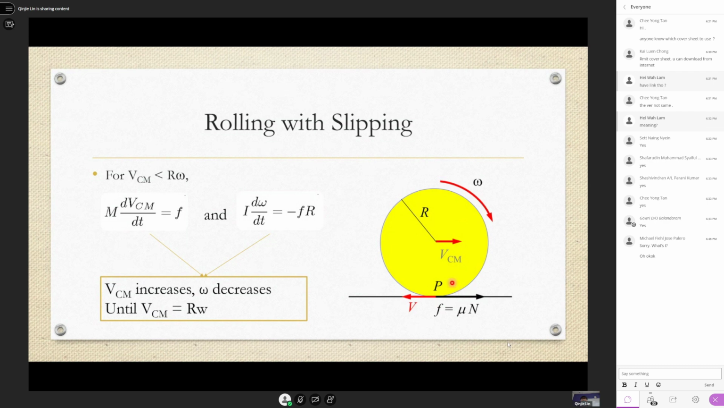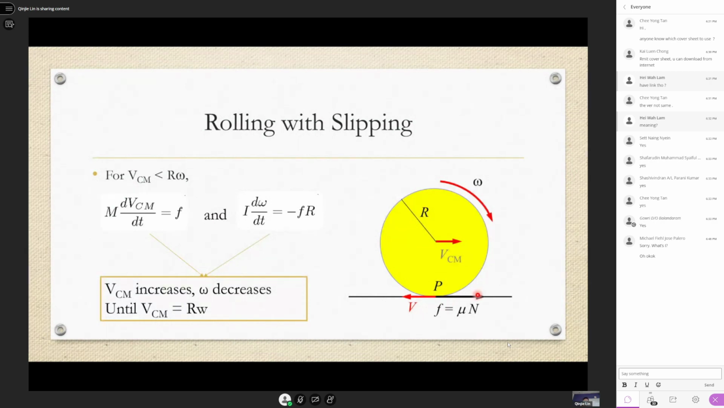The ground is moving to the right slowly. But this rotation is so fast that this point P is moving to the left. So if the point P is moving to the left, what is the friction force involved with the ground? The friction will be pointing to the right, correct? Because it's as if point P is sliding to the left at that moment. So friction points to the right.